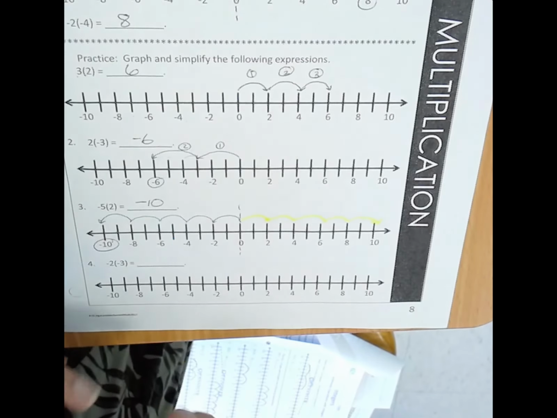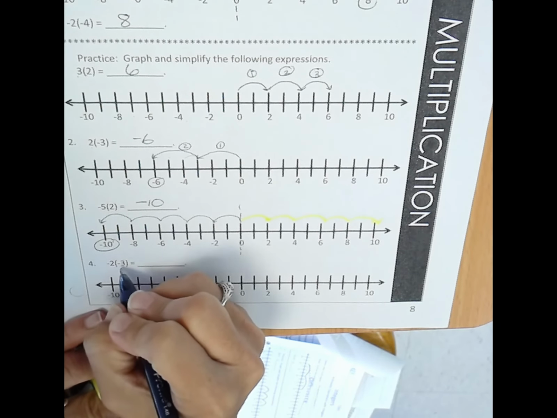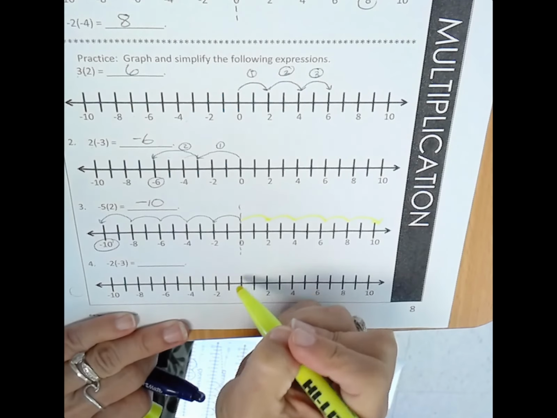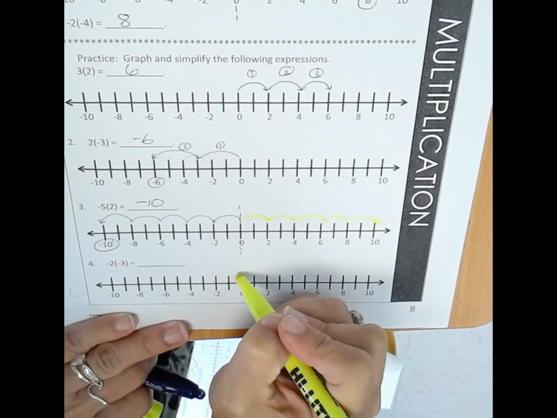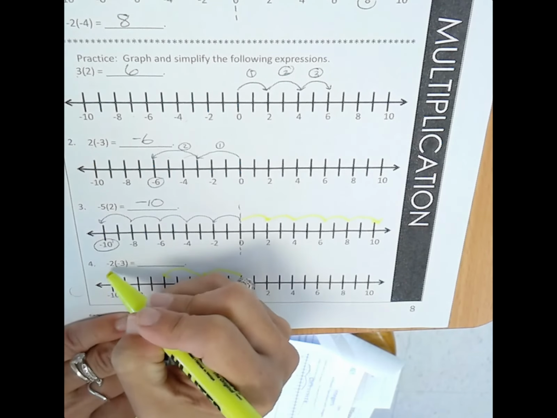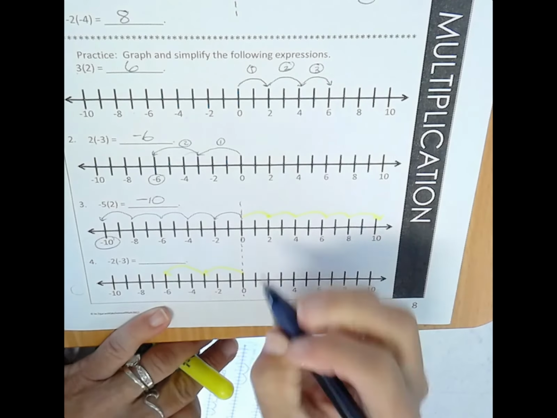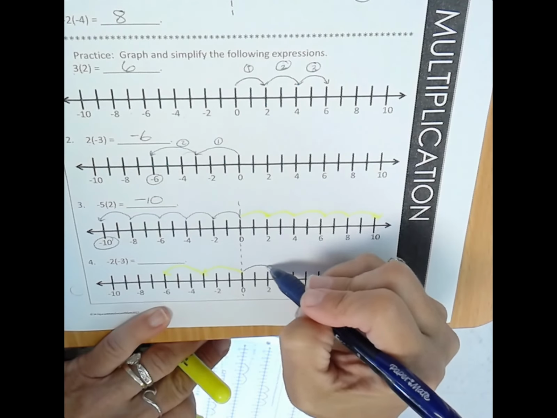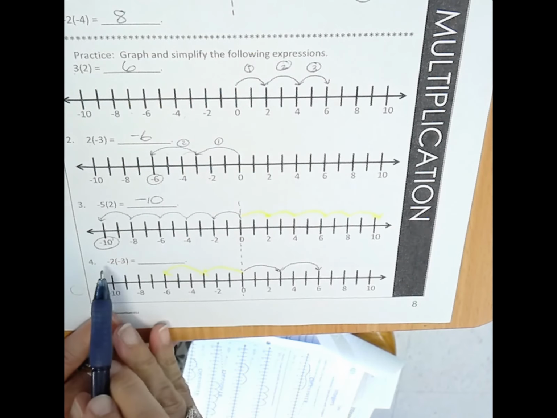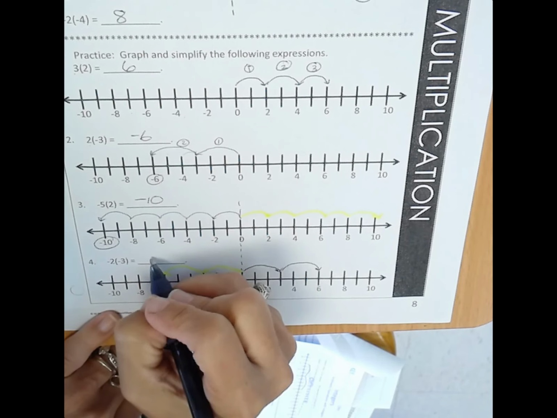Okay, last one. This is the opposite of 2 groups of negative 3. So I'm going to start with the highlighter. Here's 2 groups of negative 3. There's 1 group. There's 2 groups. But they want the opposite of that. So the opposite of 2 groups of negative 3 would be 2 groups of positive 3, which is equal to 6.